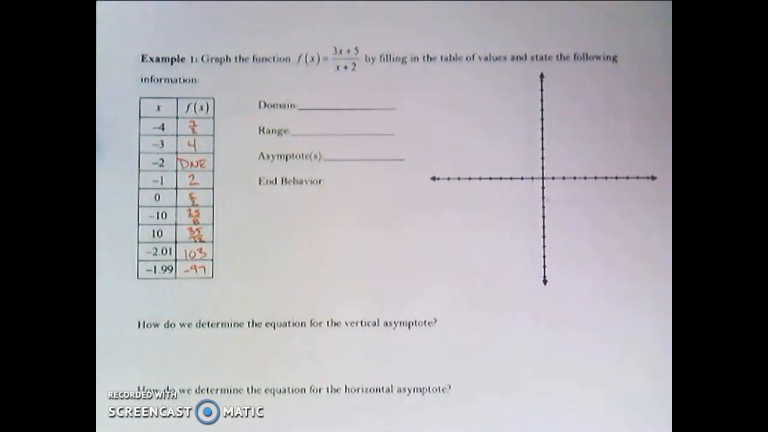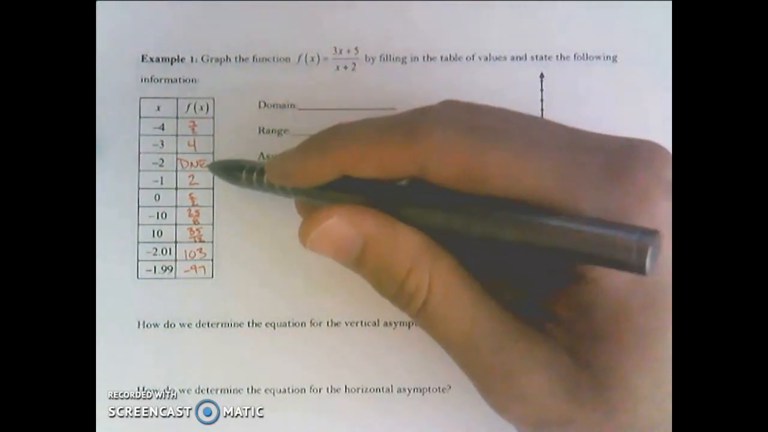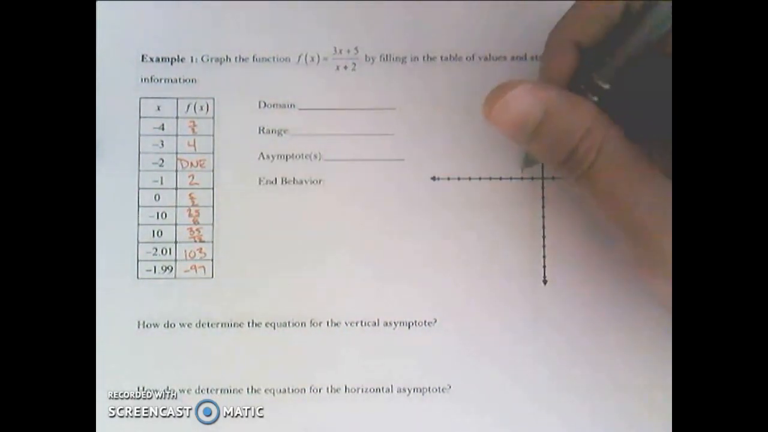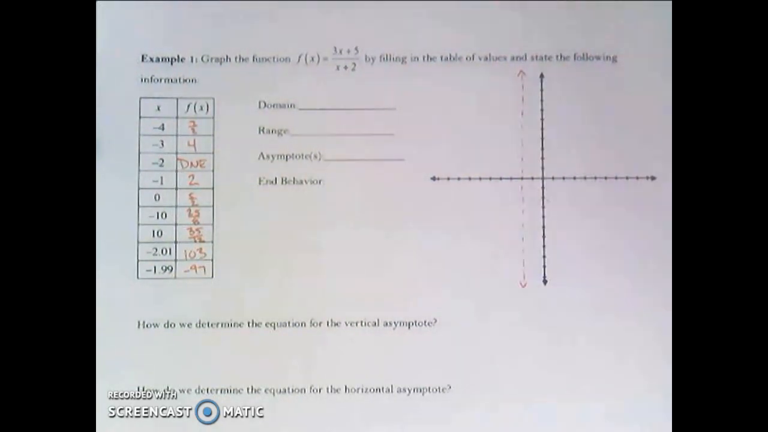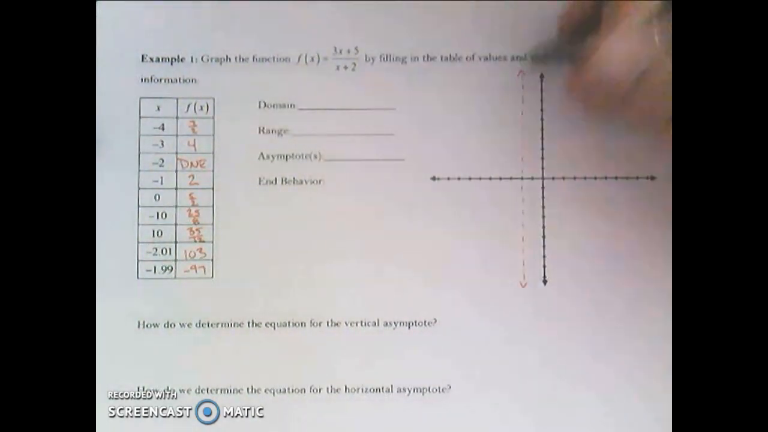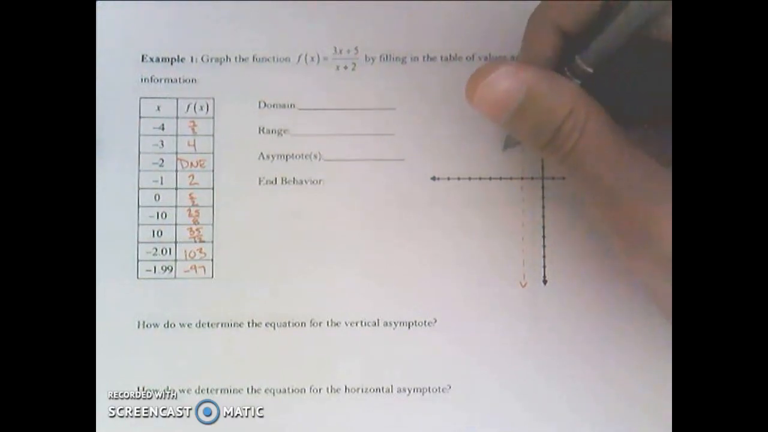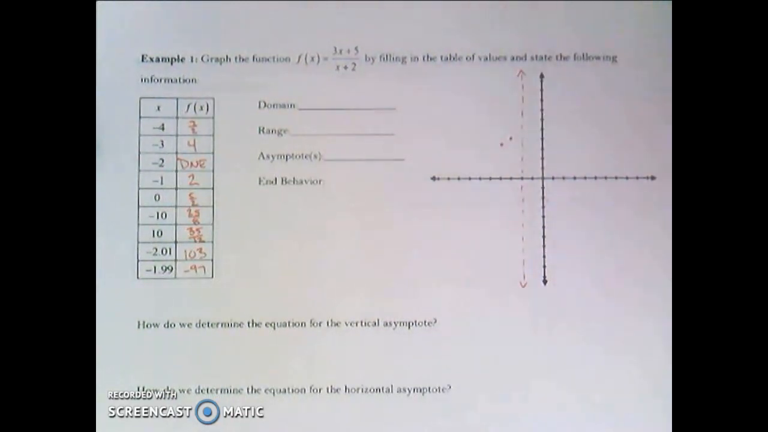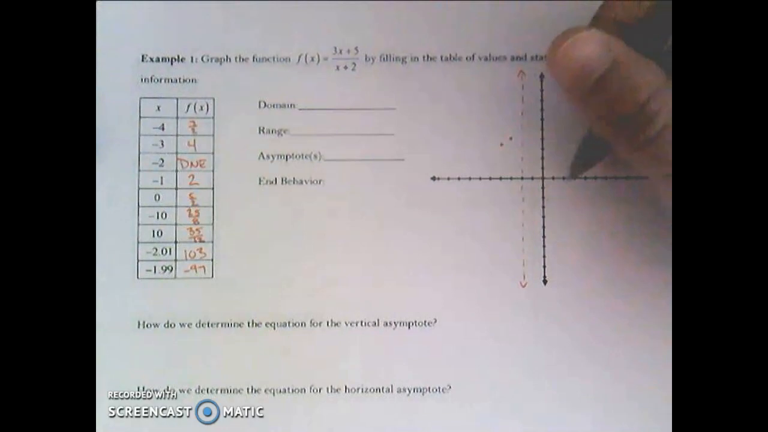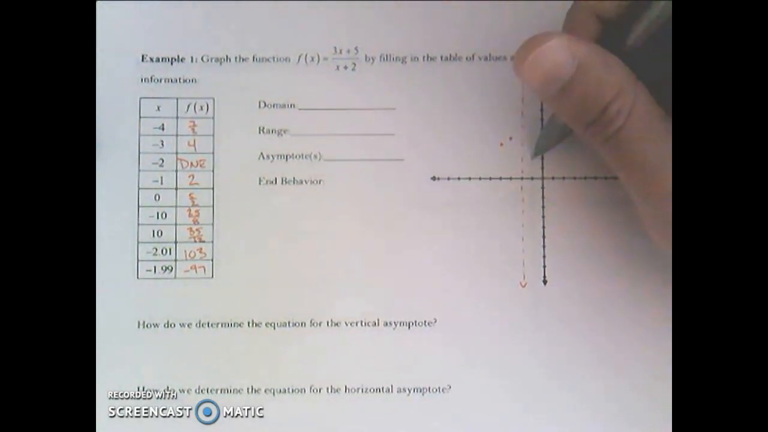So let's start graphing this. We know that the function is undefined at negative 2, so we've got a vertical asymptote at negative 2. Let's start plotting these points. We have negative 4, 7 halves, so that's negative 4 and then 3.5, right about here. We have negative 3, 4, which is right about here. We have negative 1, 2. 0, 5 halves, so that's 2.5.